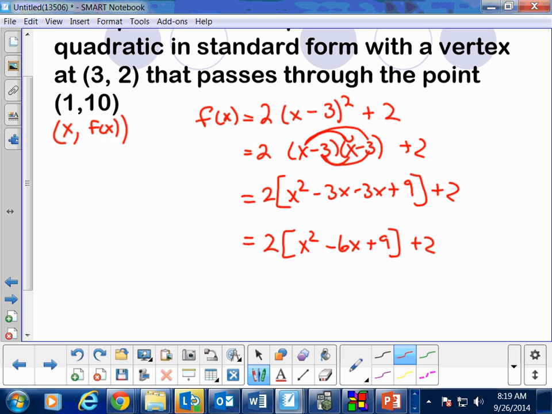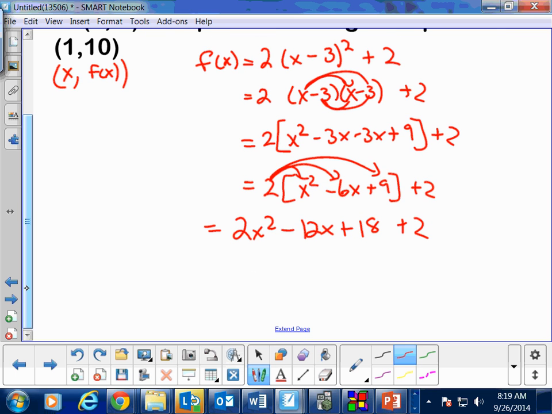Now this 2 needs to be distributed out. 2x squared minus 12x plus 18 plus 2. Which means that my grand finale, my solution, is just going to be combining these last 2 like terms, which would mean 2x squared minus 12x plus 20, and I have the standard form of my equation, and I did that just from the vertex and the point. That's how I accomplished this. So yes, it's possible, and you're going to become good at doing this.